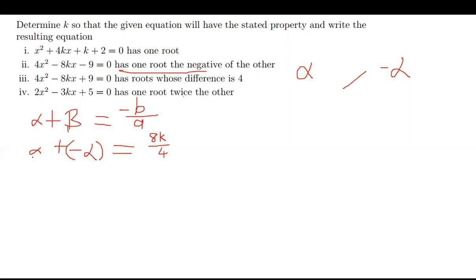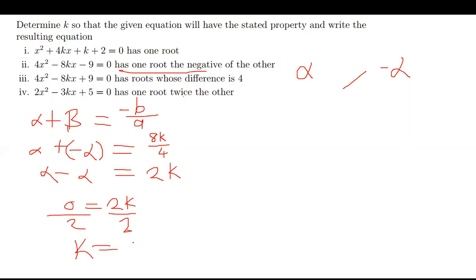So when you add this side, alpha, this is just the same as writing alpha minus alpha. Then this one here is giving us 2k. So alpha minus alpha there, you get a 0. And then this one is giving us 2k. So when you divide by 2 this side, you also divide by 2 this side, you find your value of k being equal to 0. So our value of k there was 0.